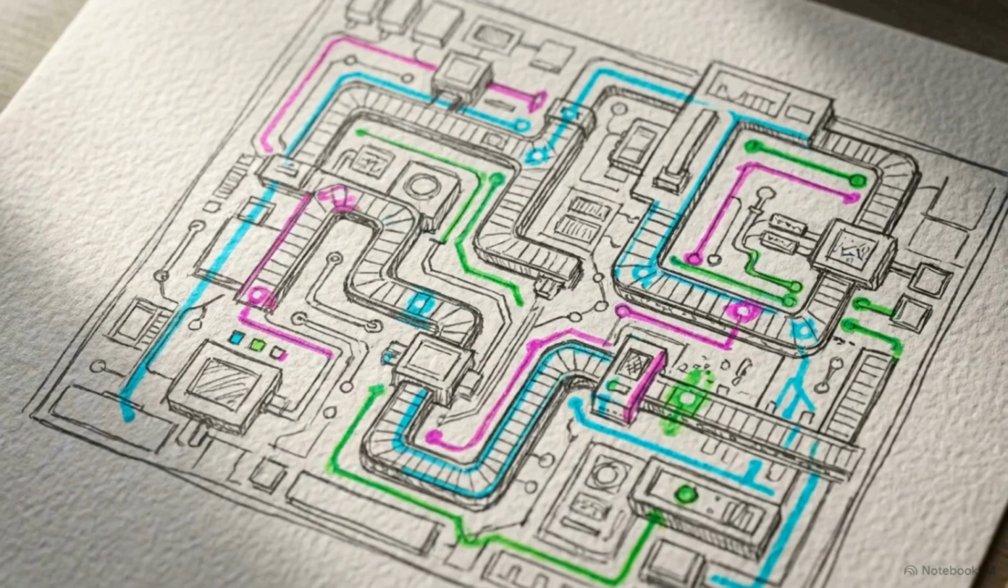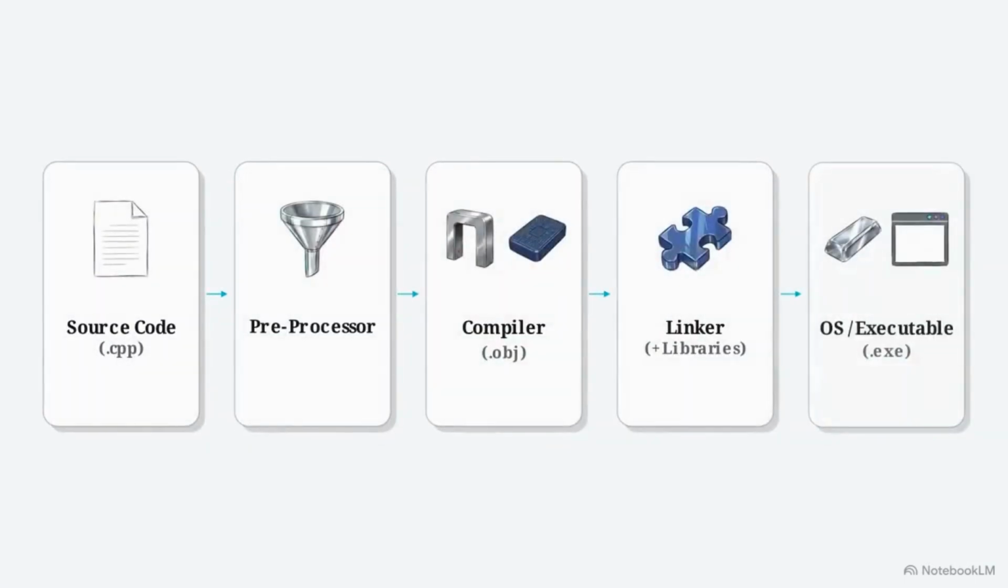Let's pull back and review the whole pipeline. This flowchart maps out the complete linear journey. You start with the .cpp source code. The preprocessor handles text directives. The compiler checks errors and outputs the object file. The linker connects libraries to create the executable, and the OS delivers the output.